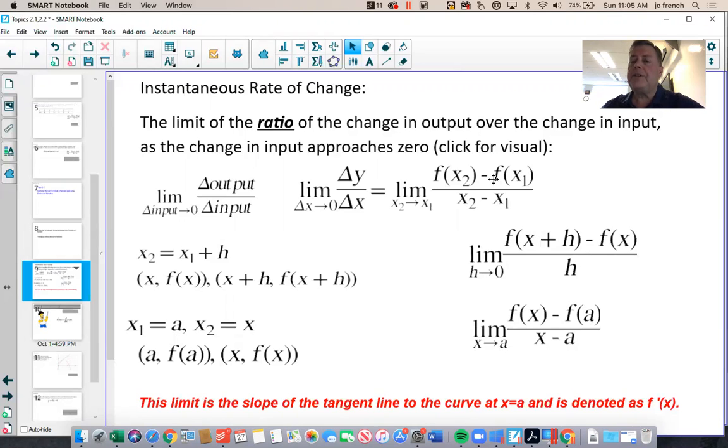Now all of these difference quotients are calculations of a slope, a change in y over change in x, and the limit is the slope of the tangent line. When these 2 points aren't the same, we get a secant line, but when they are the same, when we've converged on a single point, then we get the slope of a tangent line to the curve at x equals a, and it's denoted as f prime. This f prime is our notation for the derivative.